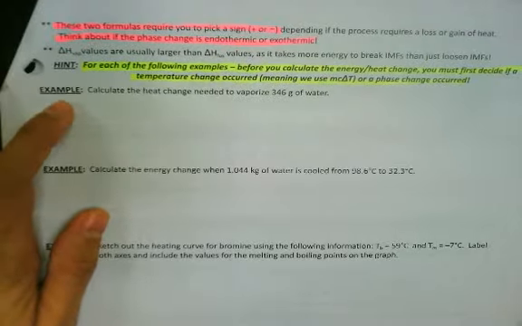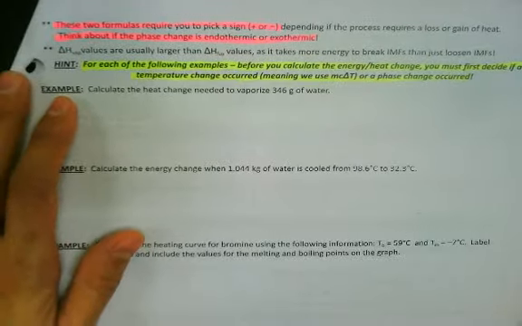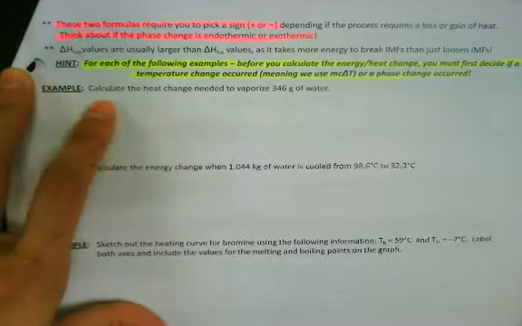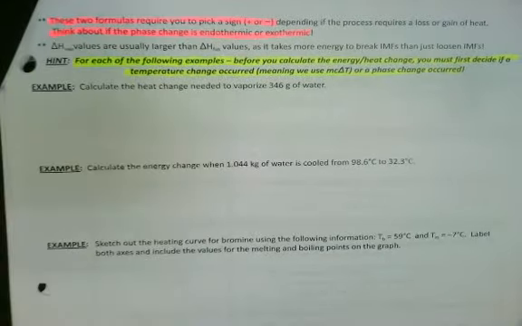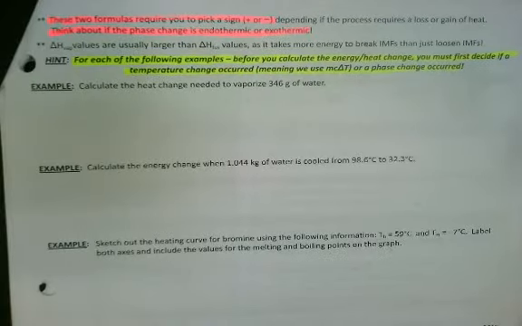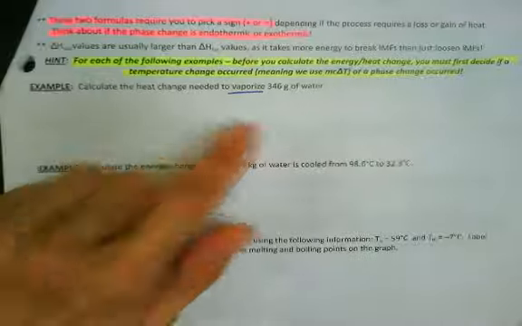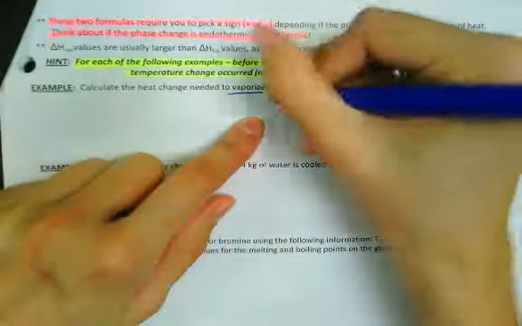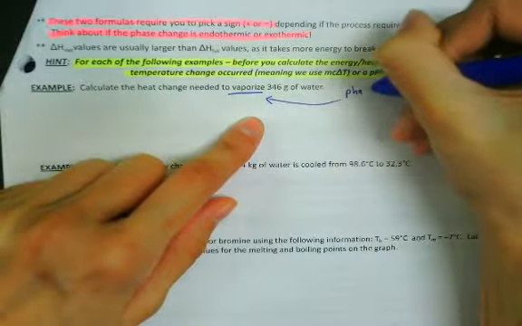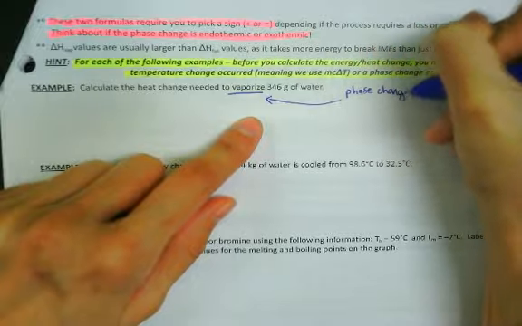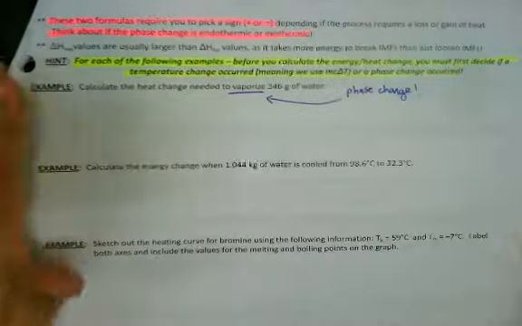like in our first example, in this example, we are told to calculate the heat change needed to vaporize 346 grams of water. So, is that a temperature change or is that a phase change, y'all? Phase change. How can you tell? The word vaporize. Exactly. It is a phase change. We are specifically told that the water is vaporizing. So I'm going to write just a little note off to the side. You can too if you want to use this to study later. This is a phase change.